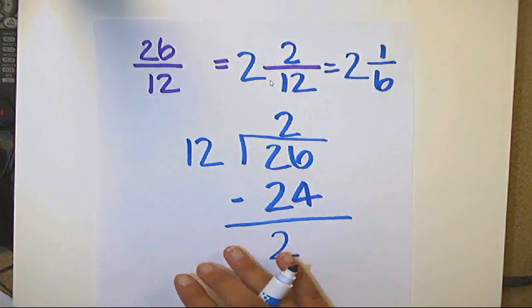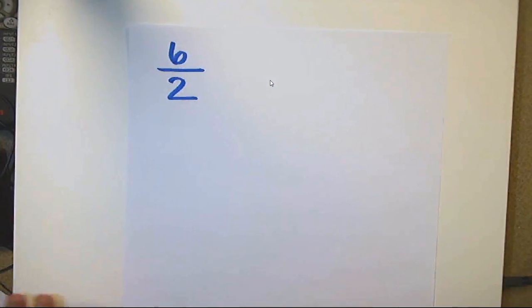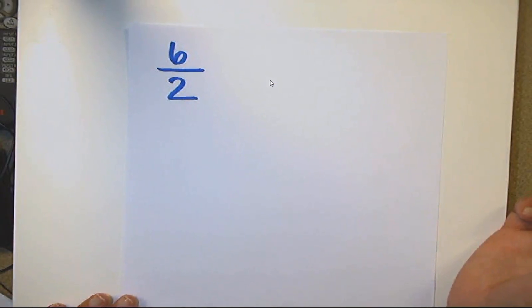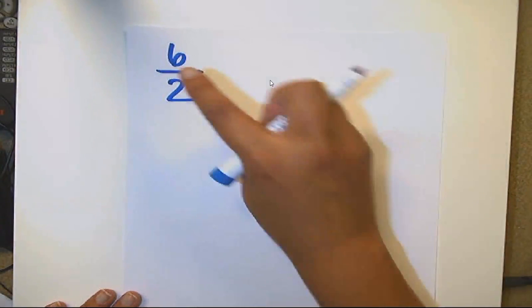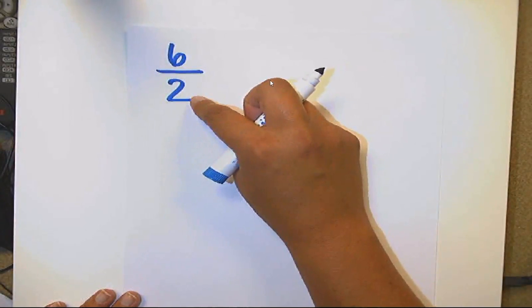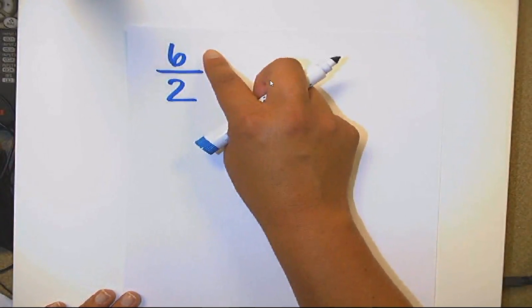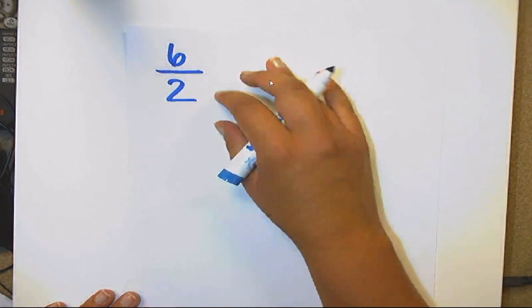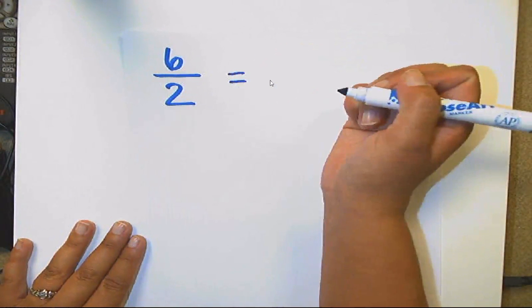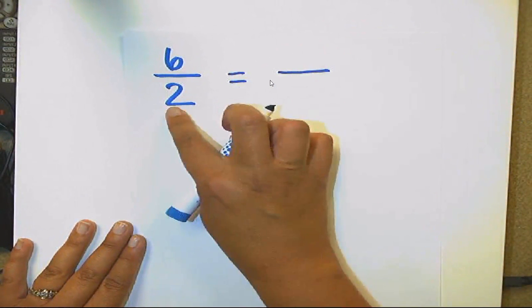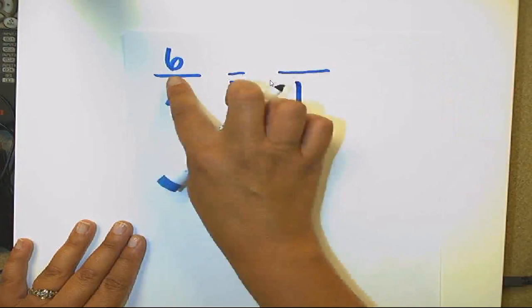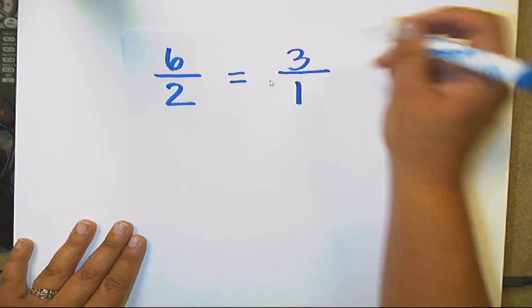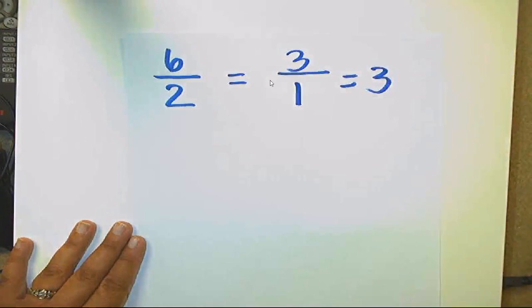Let's work out another one that's kind of similar to that. This is my problem. It's 6/2. Now I can look at this right now and already determine that I can reduce this problem. I know that 2 will go into 2 1 time, and 2 will go into 6 3 times. So this, I really don't have to do any further math. I can reduce this immediately. 2 will go into 6 3 times, and my answer is 3.